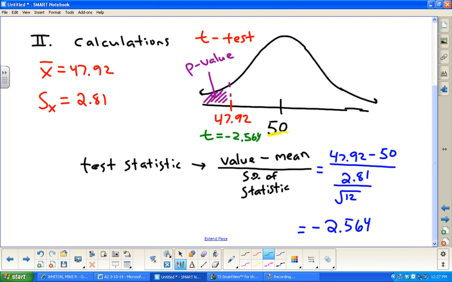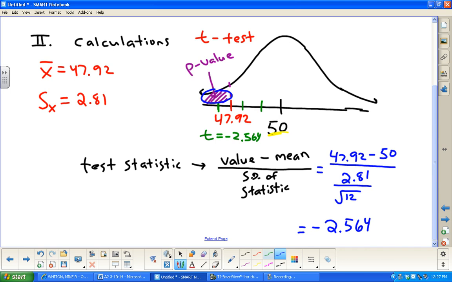Okay, so we were like 1 standard deviation, 2 standard deviations, another standard deviation. This would be 3. We were about 2.5 standard deviations below what the claimed mean was. Okay, now we're ready to go into the calculator and find out the area under there, this p-value here.